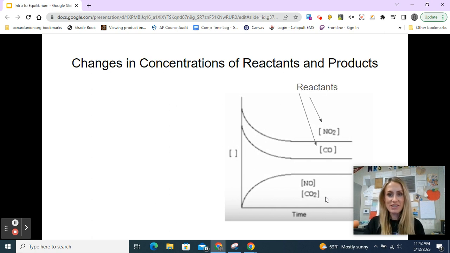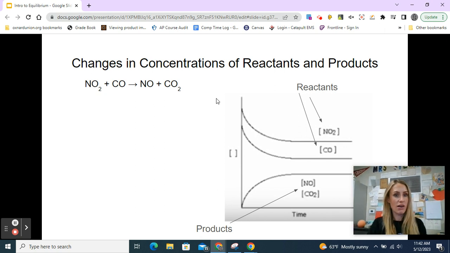So these two things are the reactants, and these two things are the products. Now, the way we can tell this from this graph is that at time t equals 0, we have some of these reactants, but we don't have any product yet. Because as the reaction goes on, we're going to decrease the reactants and we're going to increase the product. So here we can see this will be our reaction. Here we have nitrogen dioxide plus carbon monoxide react to form nitrogen monoxide and carbon dioxide. This is already balanced. We're good there.